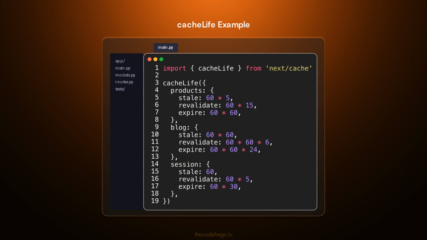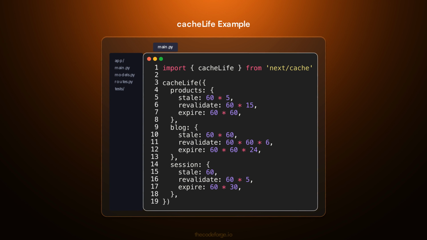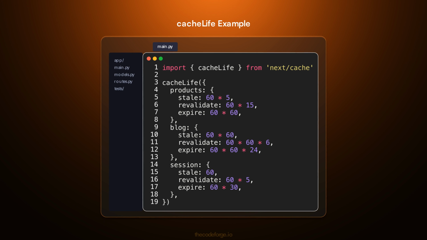Here we register 3 cacheLife profiles: products, blog, and session. Each defines stale, revalidate, and expire timestamps in seconds. Once registered, any fetch or data call in that root segment can reference the profile by name.